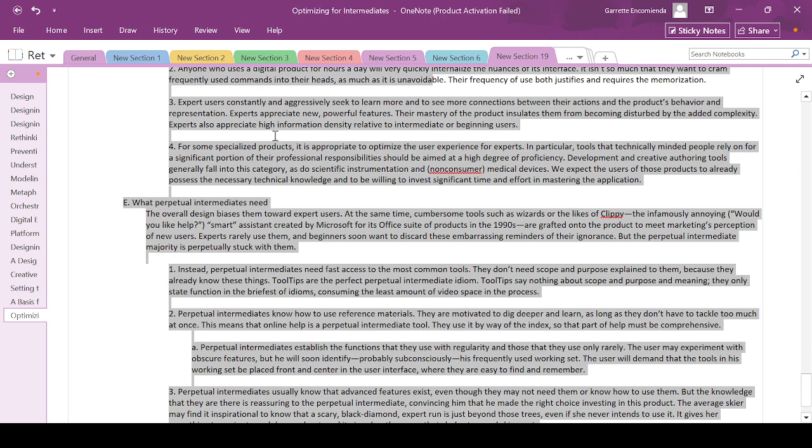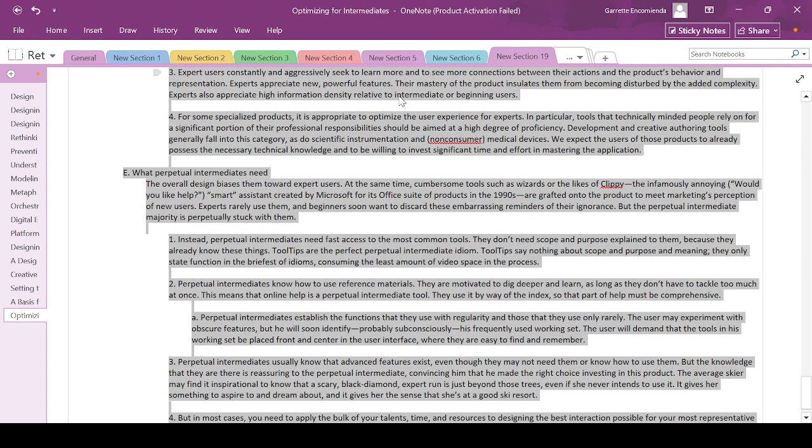So expert users constantly and aggressively seek to learn more and see more connections between their actions and the product's behavior and representation. Experts appreciate new powerful features. The mastery of the product insulates them from becoming disturbed by the added complexity. They are insulated from that, the more expert you are. That's why reading increasingly complex books actually makes you an expert, because you become more sophisticated.